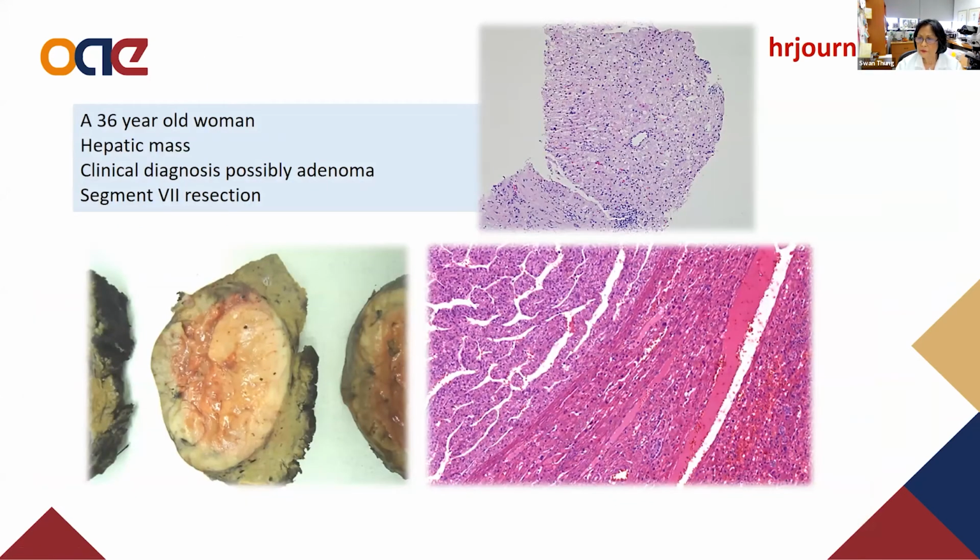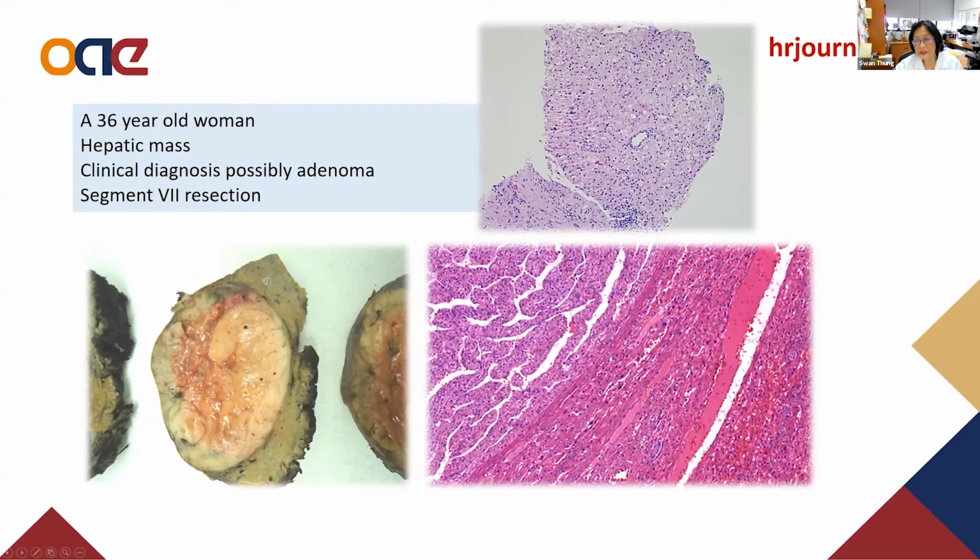The last one that I wanted to discuss is this case, a 36-year-old woman with hepatic mass, clinical diagnosis possible adenoma, and the lesion was resected. So this is how the lesion looked like, very well circumscribed, and the histology looked like this one. Again, compressed hepatocytes. The tumor cells are arranged in trabeculae.